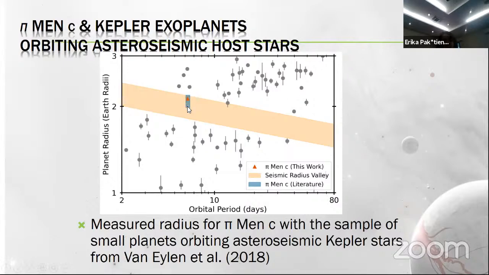So the Pi Men c planet appears at the very edge of the gap, at the upper edge of the gap, and this rectangle shows the previous results from other works. So according to other analyses, it is at the very edge of this gap, and that means that this is a sub-Neptunian planet with quite a thick atmosphere, and probably it will evolve quite quickly through this gap to the super-Earths.